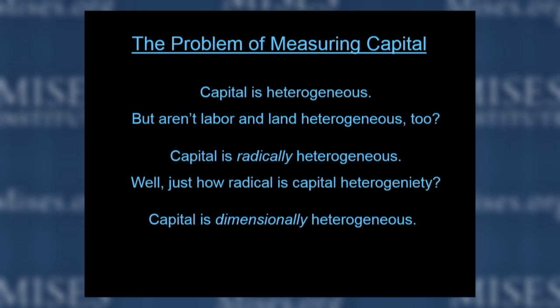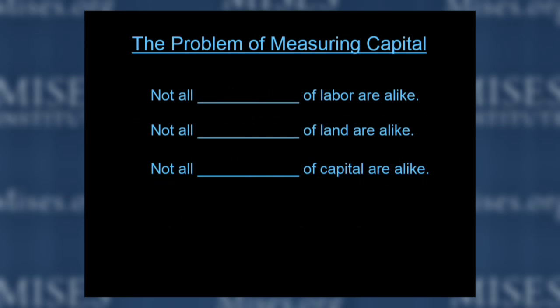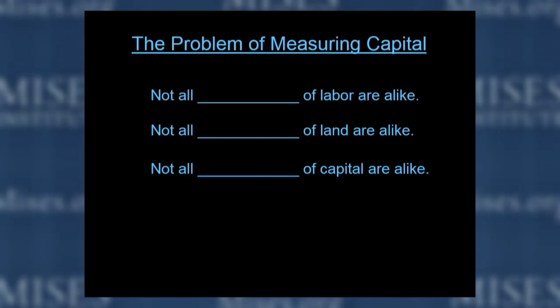Capital is dimensionally heterogeneous. Now we're getting to it. We'll see how this works. And we have a fill-in-the-blank exercise here. You don't need to bark it out, but have it in your mind what should go in. In other words, not all blank of labor are alike. All right? Well, that's true, but what's the blank? How are we measuring? Well, we've got a way, and you probably have it in your mind right now, and that would be, well, units of some kind. So let's get going. Worker hours. Yeah, worker hours. Not all hours are alike, but they all are worker hours. So you've got something of a unit there.